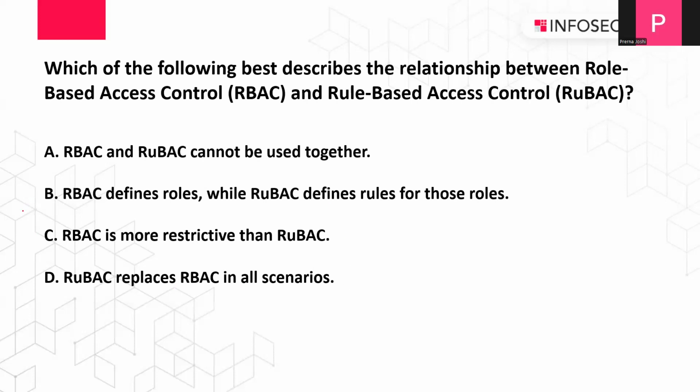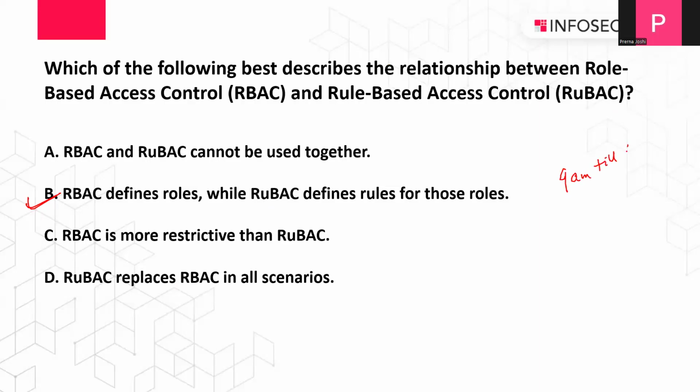So here the correct answer is option B, because role-based access control defines the roles, what role a person has in the organization. With that, you will get the access to the organization. On the other hand, rule-based defines the rules for those roles, whatever rules you have. Let's say you have a rule that you have to enter the organization at 9 a.m.